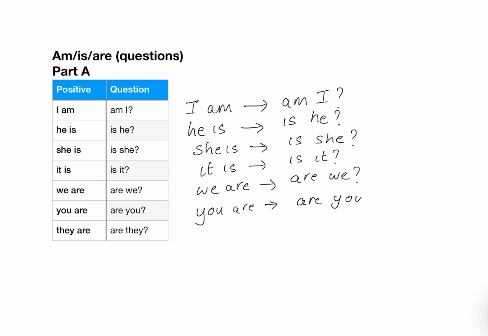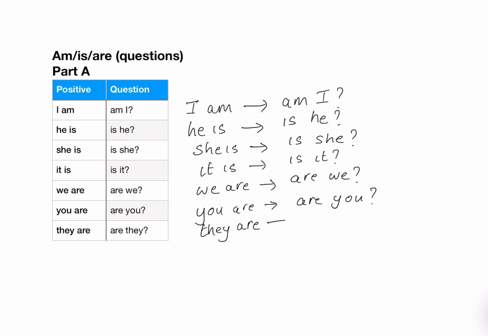You are becomes are you. They are will become are they. So I'll go through those again and then I'll show you how to use some examples.